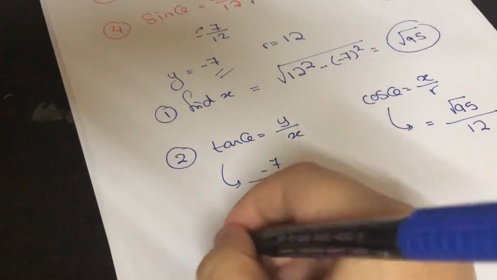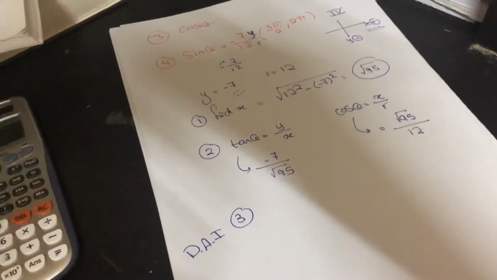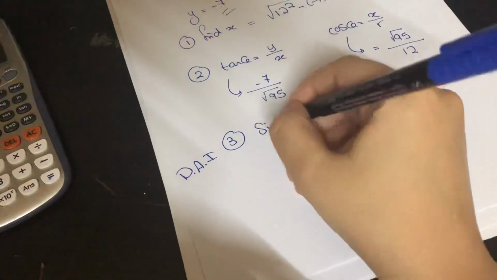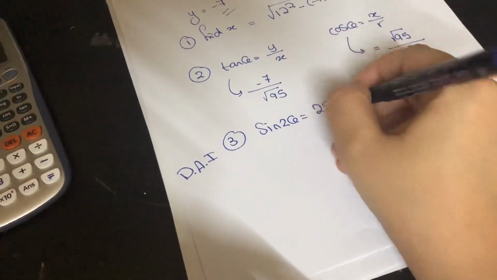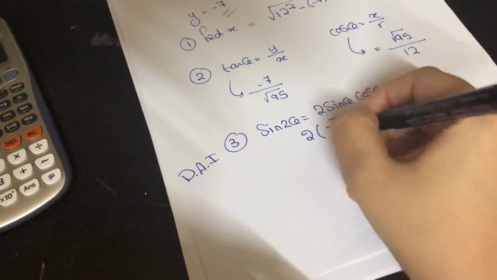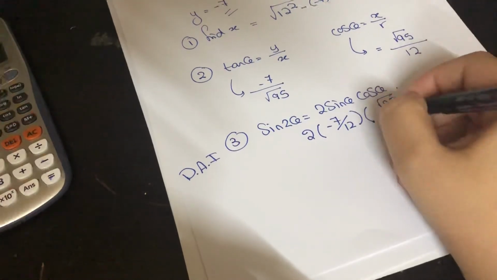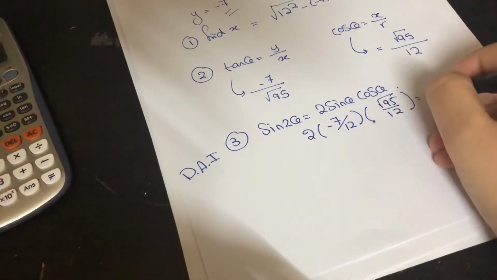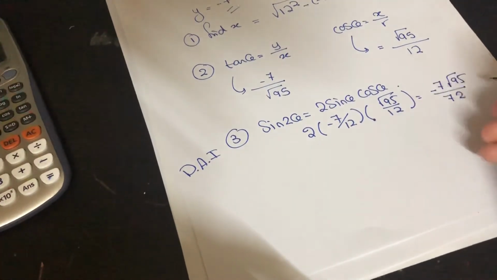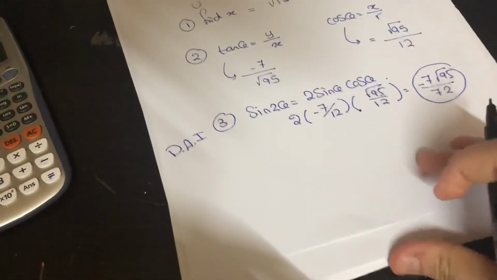My third step is to get the double angle identities. Over here I need, let's say, sine 2 theta. It's 2 sine theta cosine theta. So 2 times sine theta times cosine theta, I got it over here, root of 95 over 12, and that will equal negative 7 root of 95 over 72. Okay, this is the answer for sine double theta.